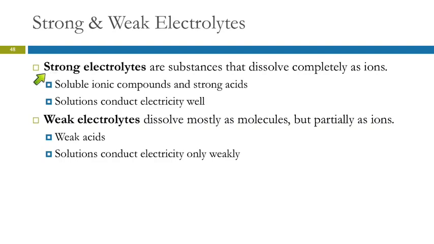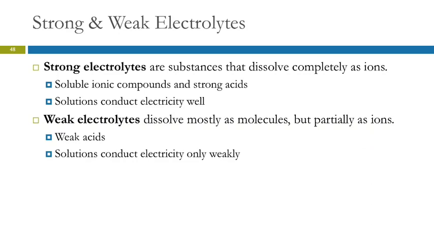So strong electrolytes are substances that dissolve completely as ions. That includes soluble ionic compounds and strong acids. Strong acids are strong electrolytes. These solutions conduct electricity well. You hook them up to a conductivity apparatus and the light bulb is very bright. It's a strong light.